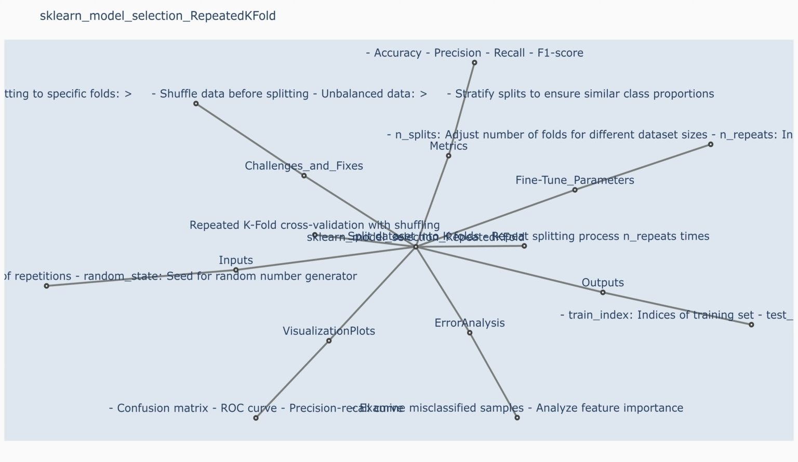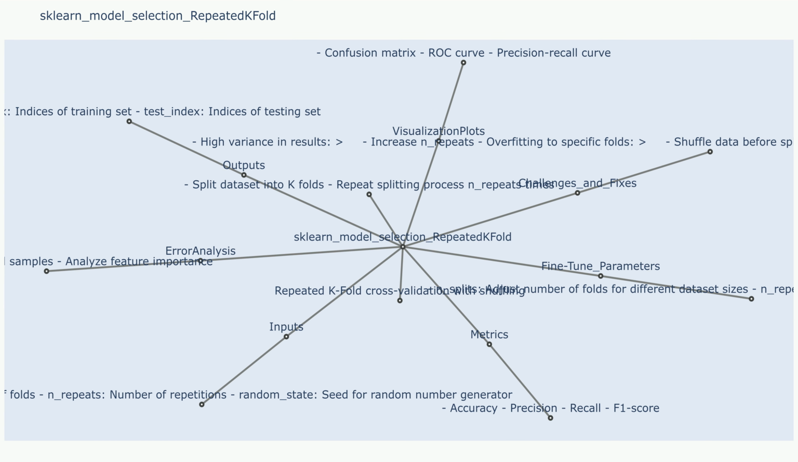sklearn, model selection, repeated K-fold. Description. Repeated K-fold is a cross-validation iterator that implements repeated K-fold cross-validation. This method splits the data into K-folds and repeats the splitting process n repeats times. Each repetition uses a different random permutation of the data.